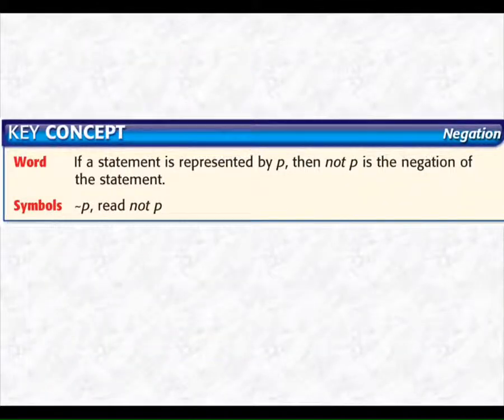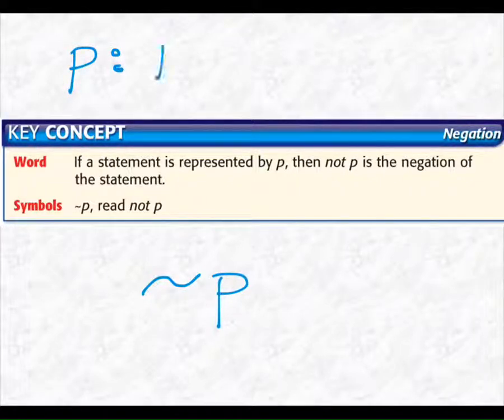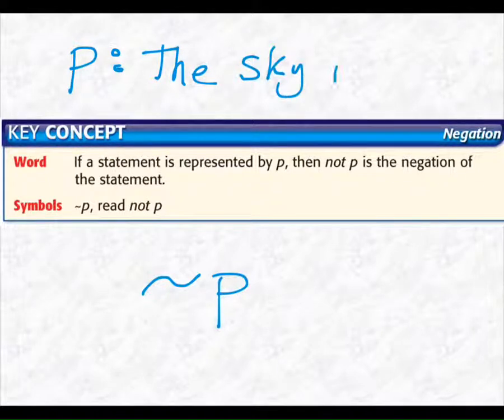Next, we have something called a negation. All you need to know about a negation is what the symbol looks like. And I'll write it a little bigger here. But a negation symbol is that little squiggly or that little tilde in front of a letter. So it says the negation of a statement is read not P. So for example, if I said statement P is the sky is blue. That's a statement, right? And I call it statement P just to abbreviate it. P stands for this statement.